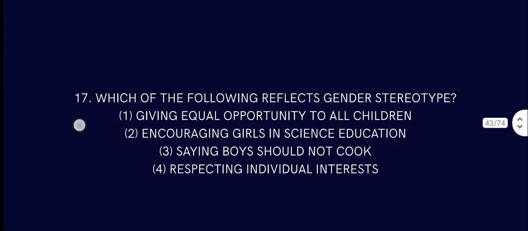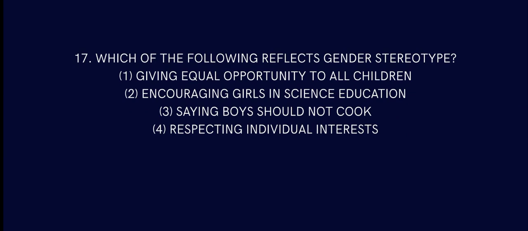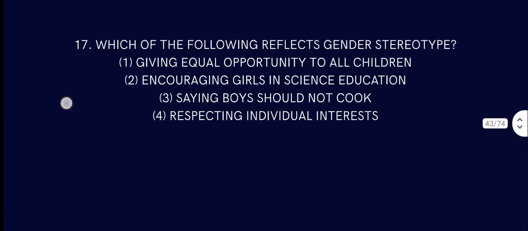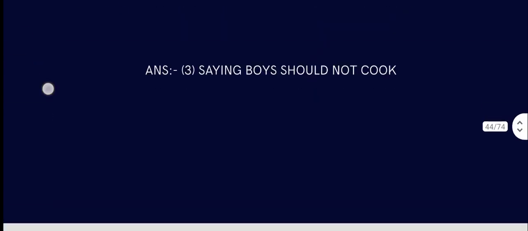Question number 17. Which of the following reflects gender stereotypes? Giving equal opportunity to all children, that is a good thing, that is good for equality and diversity. Encouraging girls in science education, that is also a good thing, that is not gender stereotype. Saying boys should not cook, that is gender stereotyping. Respecting individual gender, that is a good thing. So saying boys should not cook is a gender stereotype.